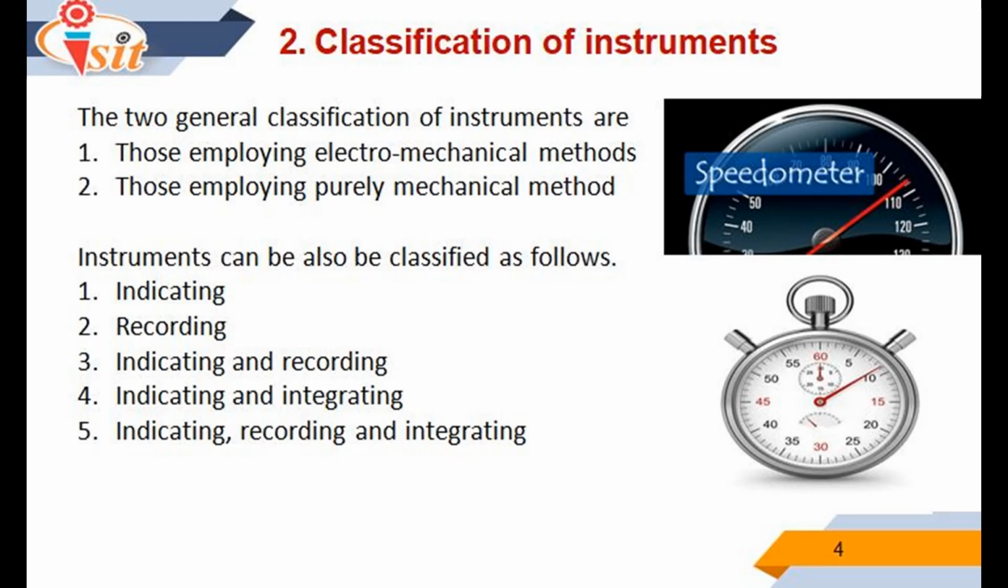Second one is recording instruments. Some instruments are recording instruments, like sound recorders, video recorders, or any data recording systems or data acquisition systems, etc. Third important type of instrument is indicating and recording. Some instruments are used for both purposes, indicating as well as recording.